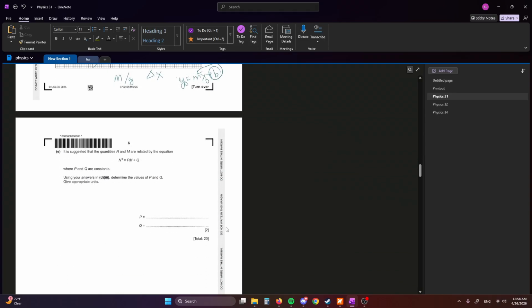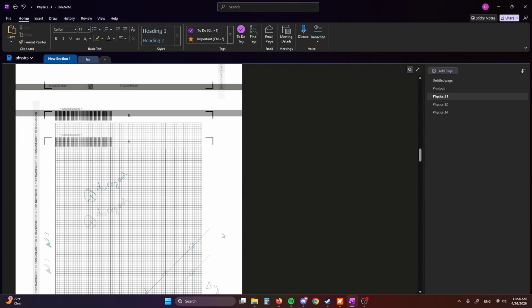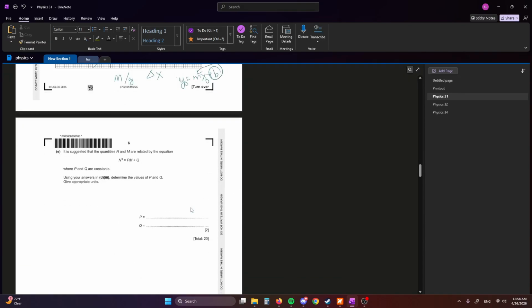And E, it is suggested that the quantities of n and m are related by this equation where p and q are constants. Using D3, determine the values of p and q, give appropriate units. Okay, so this is actually the same as this part. So we can just say this is our gradient from the last question. Plus m is grams, so it's going to be grams^-1.